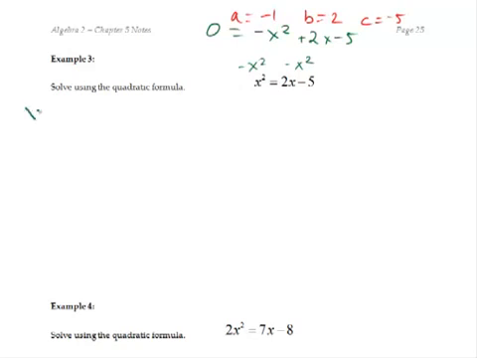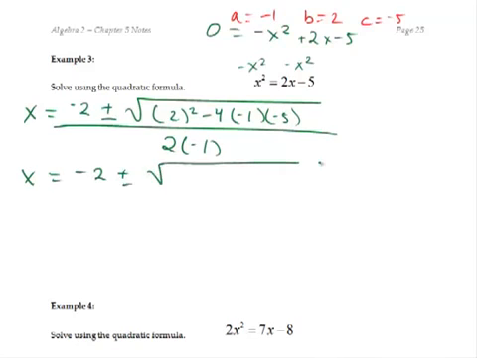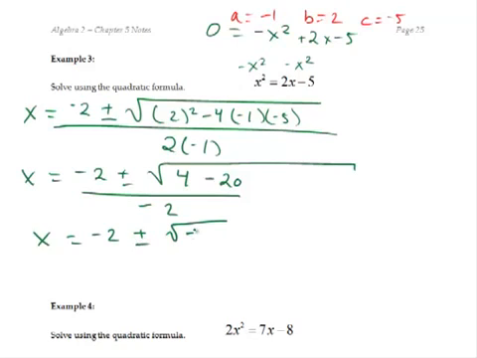So we end up getting x equals opposite of b, so negative 2, plus or minus square root b squared minus 4ac all over 2a. Negative 2 plus or minus the square root of 4. Negative 4 times negative 1 is positive 4. Positive 4 times negative 5 is negative 20 all over negative 2. And here is where it gets a little weird. Notice that now we have the square root of negative 16 all over negative 2.